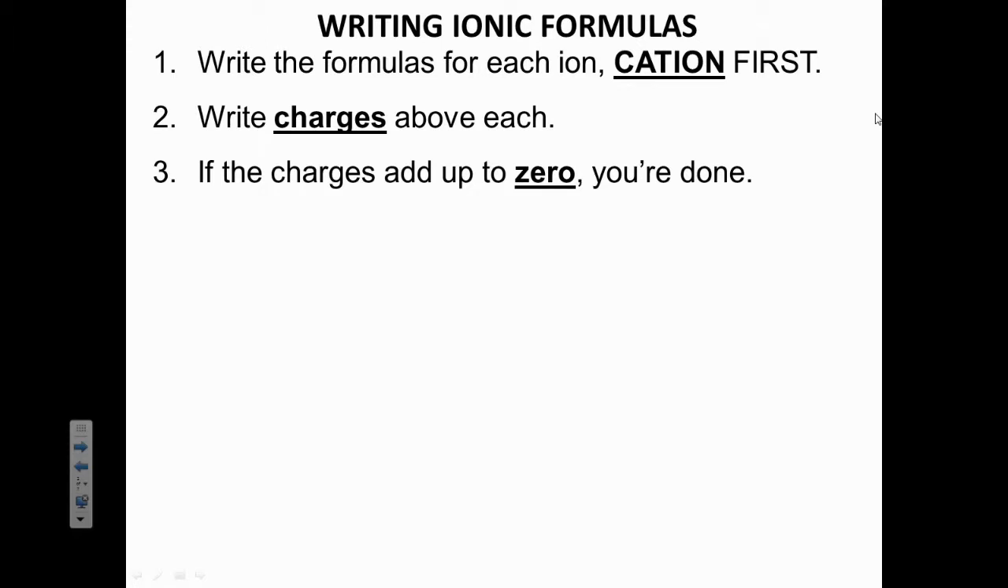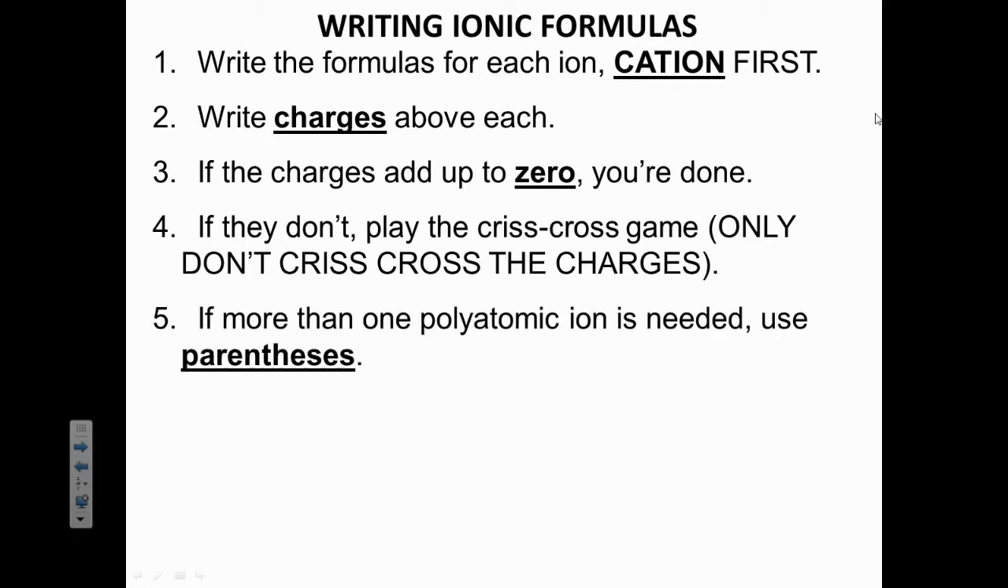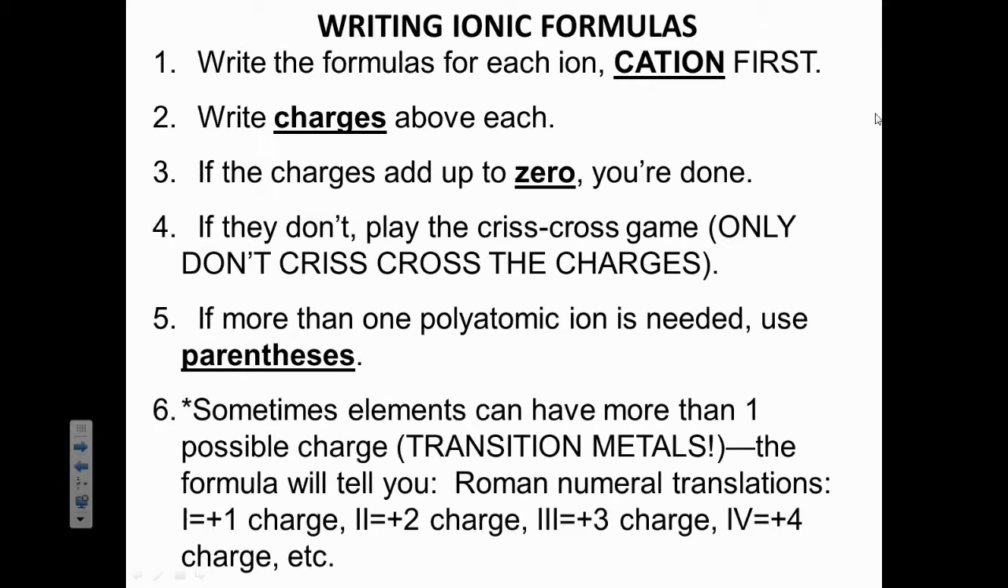They just have combined in a 1-to-1 ratio. If they don't add up to 0, then you have to play the crisscross game. Just crisscross the numbers, not the charges. You'll see what I mean in a second. If you need more than one polyatomic ion, use parentheses. We don't see that in any of the examples today because that's coming up in the next lesson.